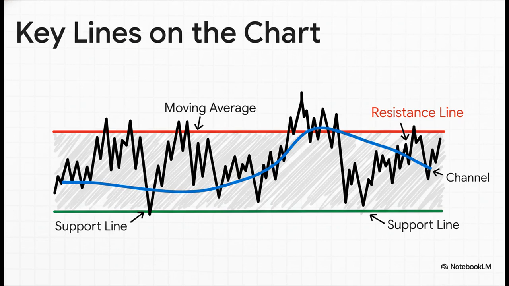That blue line is a moving average. Think of it like a way to smooth out all the daily noise to see the real underlying trend. The green line is what's called support. It's a price level where buyers have historically jumped in, kind of like a floor. The red line is resistance, a price ceiling where sellers tend to show up and take profits. And when a stock bounces between those two, it's trading in what they call a channel.